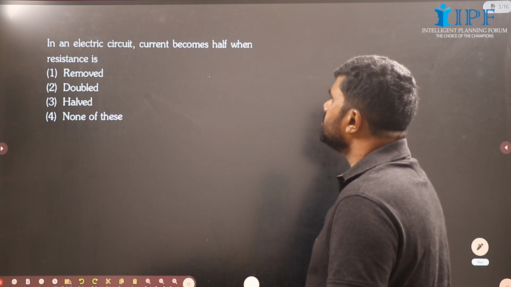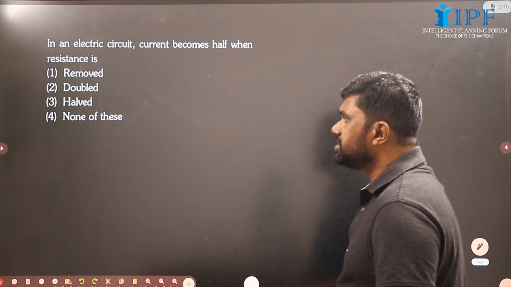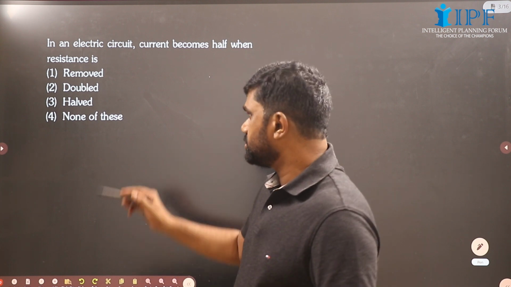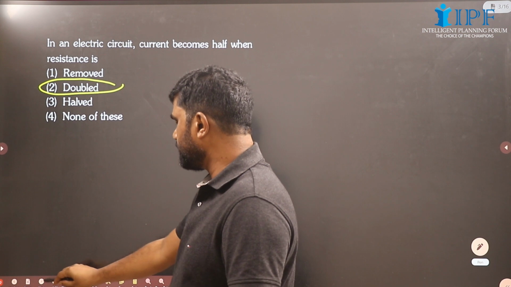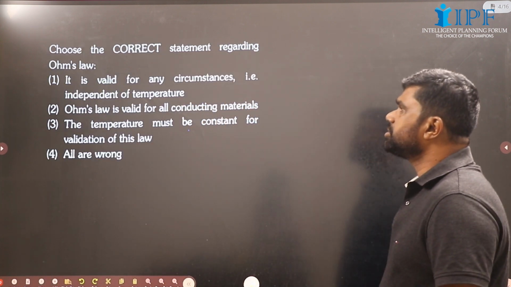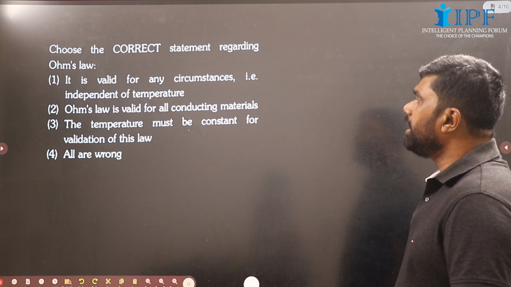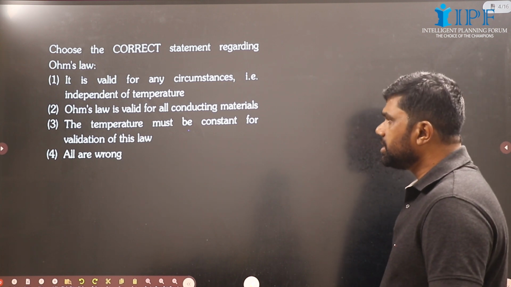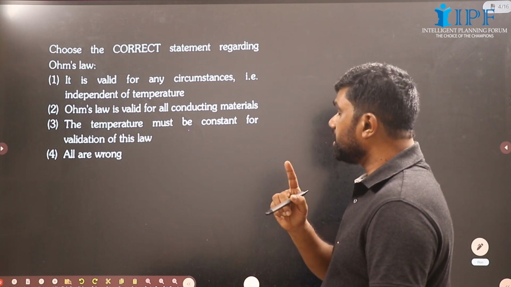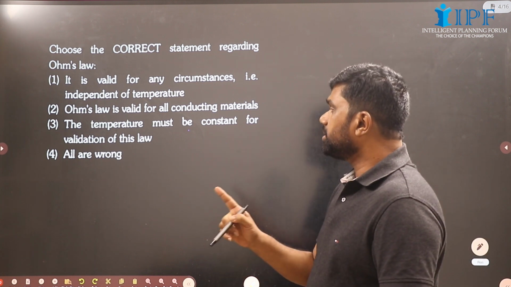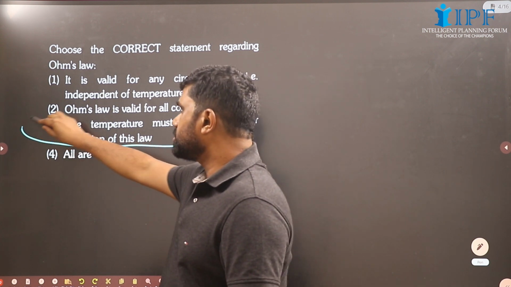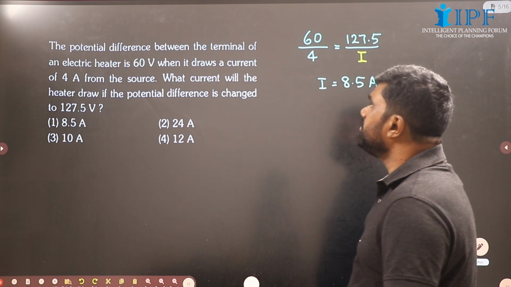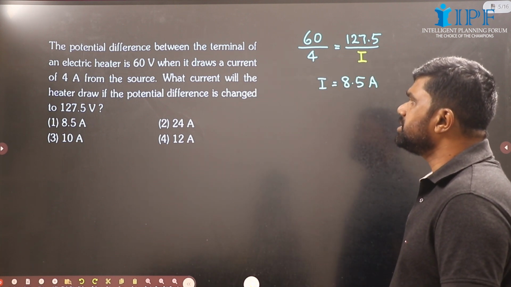Now in an electric circuit, current becomes half when resistance is doubled, because current equals V divided by resistance. So current will become half when resistance is doubled. Choose the correct statement regarding Ohm's law. It's valid for any circumstances, that it is independent of temperature. That's a wrong statement. Ohm's law is valid for all conducting materials. That's also wrong. Temperature must be constant for validation of this Ohm's law. That's true.